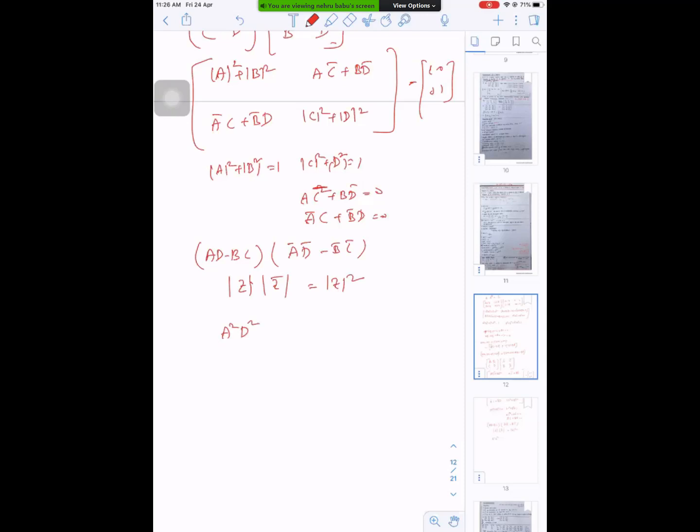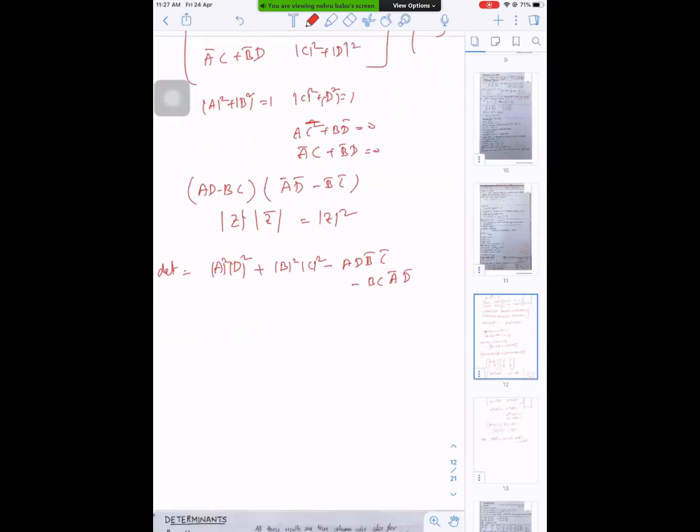Mod A square into mod D square, AD into A bar D bar, plus mod B square into mod C square, minus 2 times... minus this part is what? AD into B bar C bar minus BC into A bar D bar is coming. This is our det.